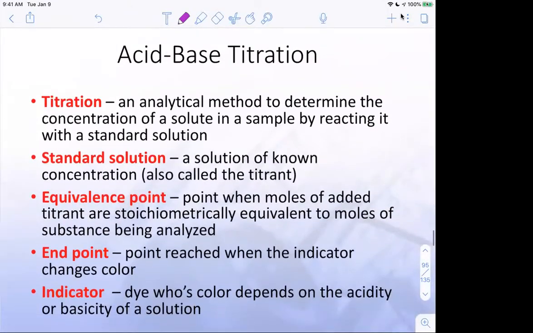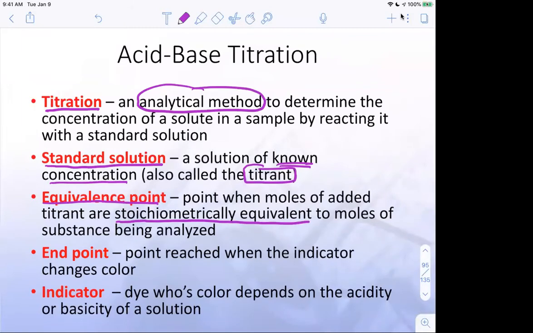So let's go over some terms. Titration is an analytical method to determine the concentration of a solute in a sample by reacting it with a standard solution, or a solution that I know stuff about. So my standard solution is a solution of known concentration. It's also called the titrant. The equivalence point is the point when the moles of added titrant, the moles of that standard solution, are stoichiometrically equivalent to the moles of the substance being analyzed.